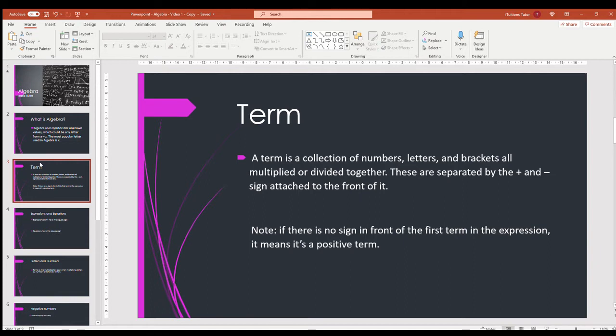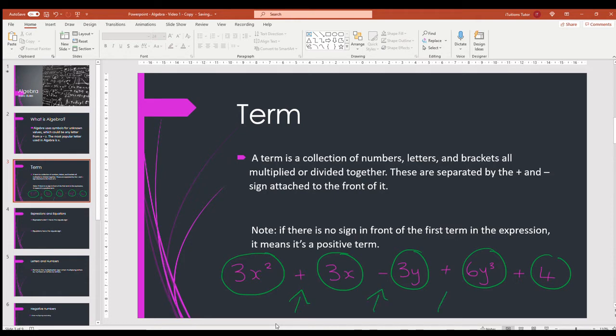But what is an expression? Well, an expression is made up of terms. Let me show you an example. This is an expression. It has been made up of several terms. These terms are a collection of numbers and letters, and they have been separated by the plus and the minus signs.